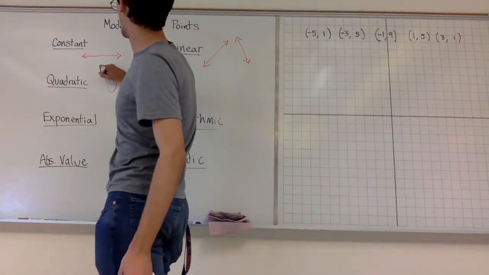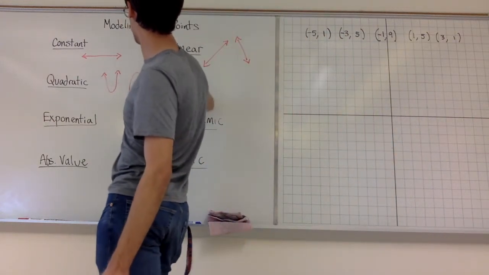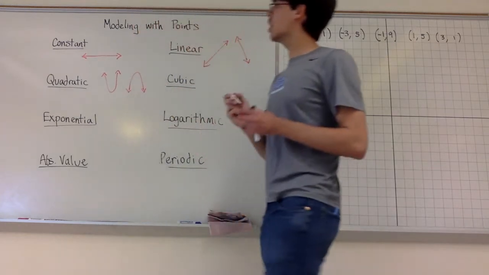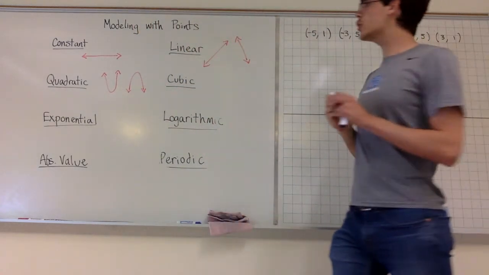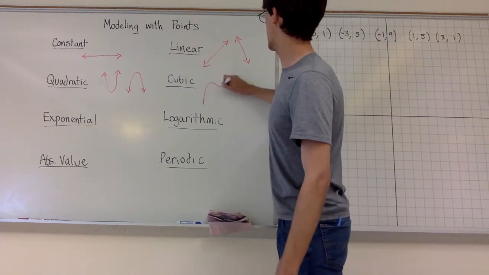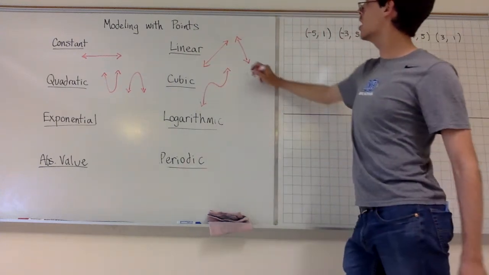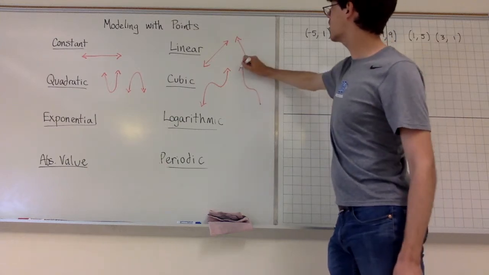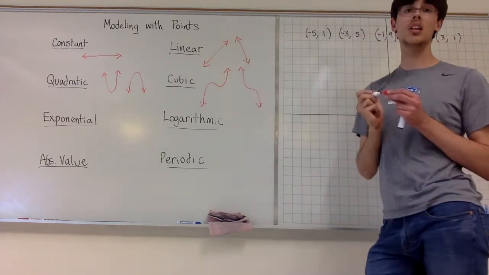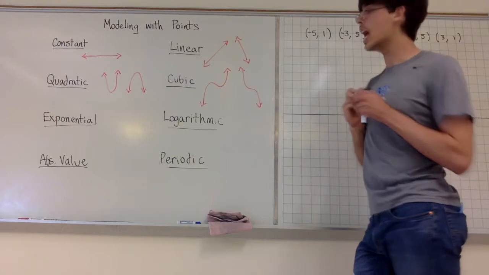Quadratic, of course, is our parabolas. So we can have a parabola opening up or down. Those would be quadratic. Cubic equations tend to go in different directions like this, and they tend to have two bumps on them like that. So you might see an equation like this or like this. Those would be examples of cubic equations.